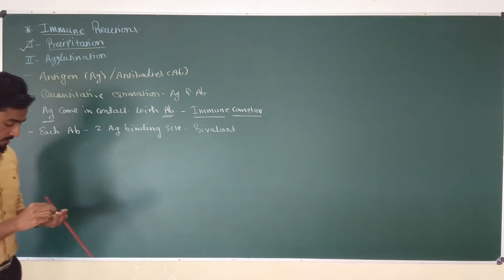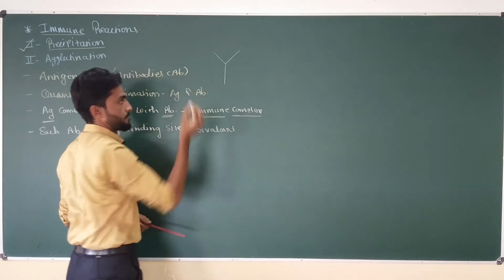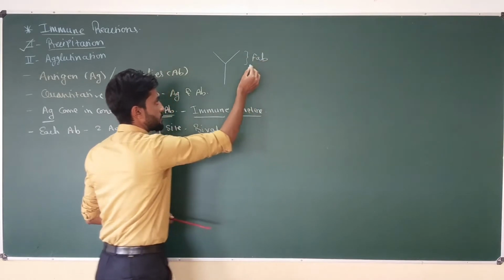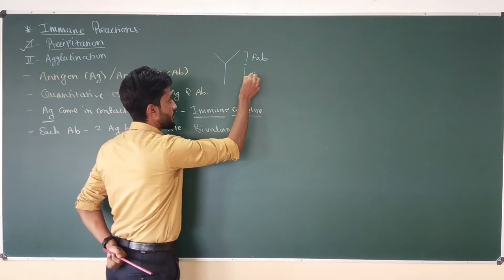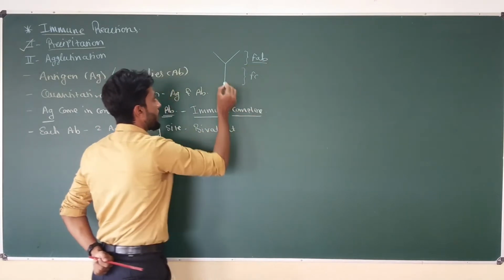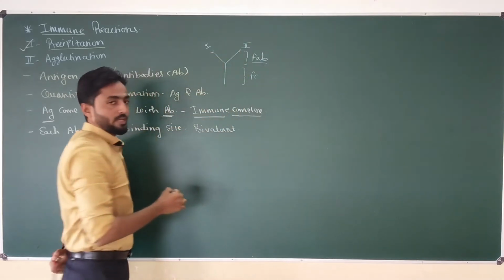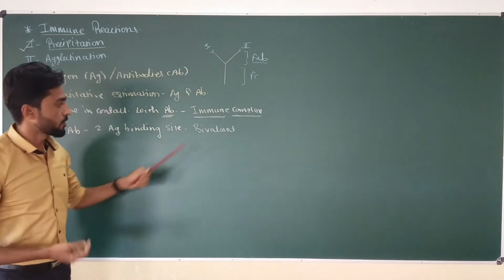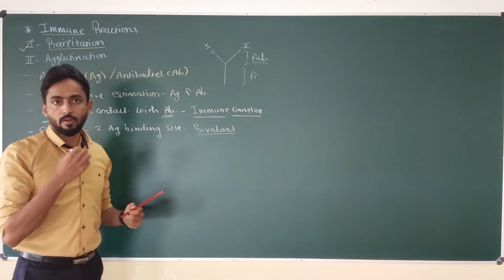If we consider the structure of the antibody, the antibody molecule looks like this, Y shape. The upper portion of this antibody is called FAB, that is fragment antigen binding, while the lower portion is called FC, that is fragment crystallizable. Now this FAB portion has two antigen binding sites. So each antibody can bind to two antigens at a time. So we call this antibody molecule a bivalent structure. It has two valencies.